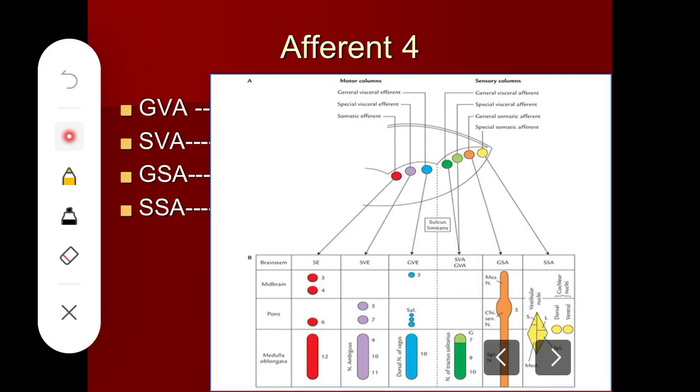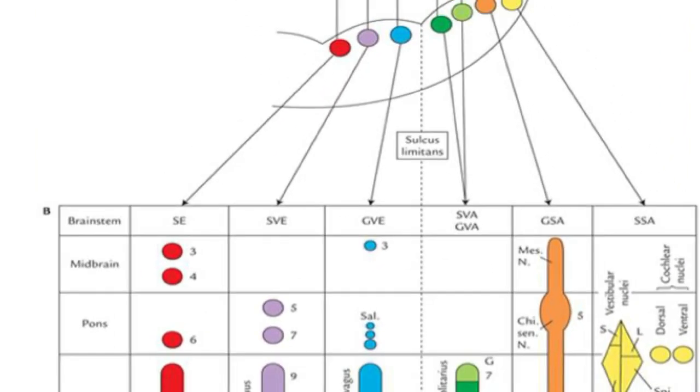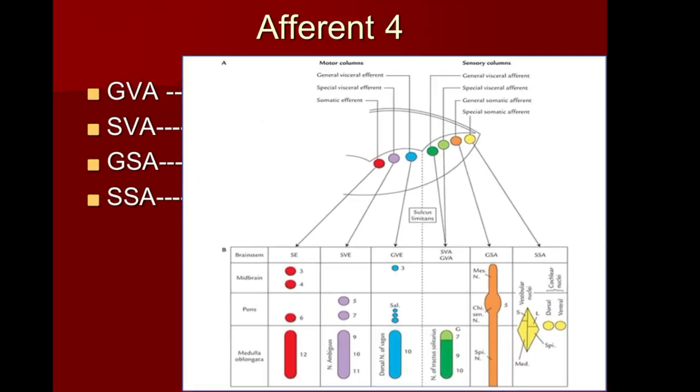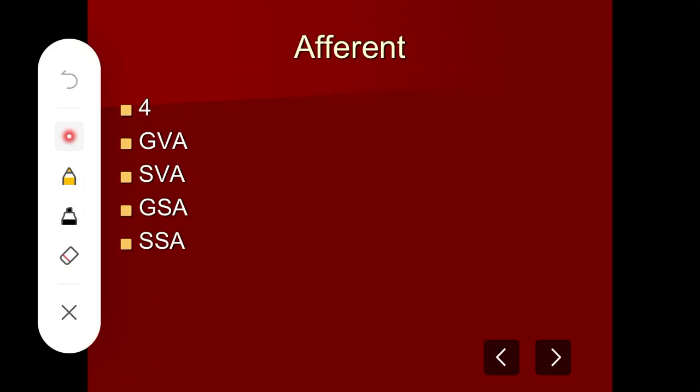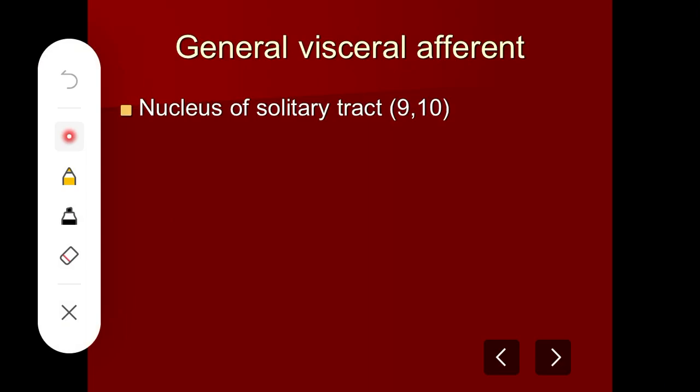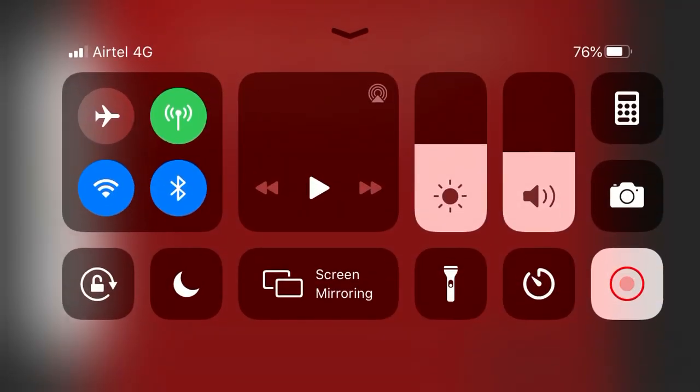So one thing is, on either side of the sulcus limitans, you are appreciating the sulcus limitans, you see the general visceral efferent, and close to that, on the other side, the green structure, that is the general visceral afferent. So afferent and efferent GV lie on either side of the sulcus limitans. Fine. So now we are going to the first column, general visceral afferent.